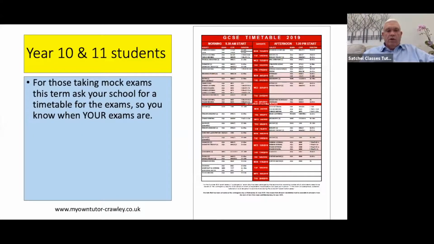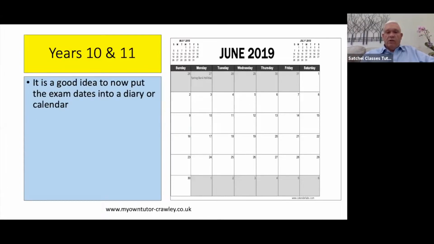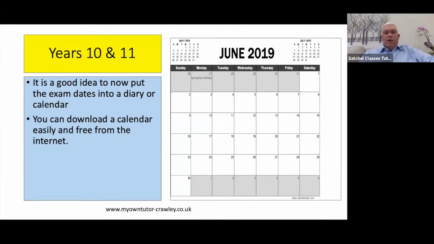Also, one thing you've got to do, especially if you're in years 10 and 11 and taking mocks this term, is ask your school for a timetable for the exams. The one on the right there is very similar to the one I use at my school. So therefore you know when your exams are. You've got to know exactly when they are. And then it's a good idea to get a calendar and block off the days you know you've got your exams. You can download these calendars, and they're quite freely available.